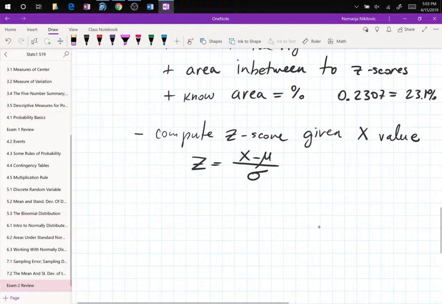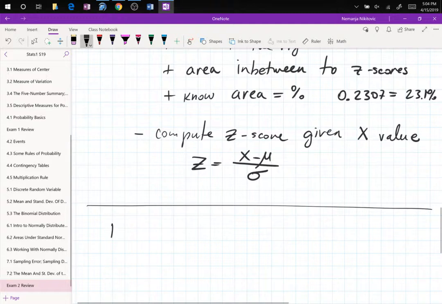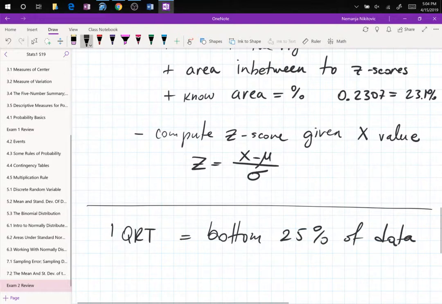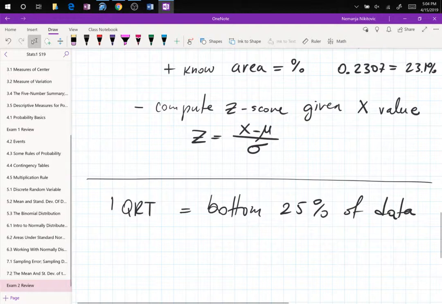25% of the data. So when data is given, you find the 25th percentile of the data. But you have to put the data in order. So first quartile is the bottom 25% of data. Now, if you have 25% of data, yes. I only have the mean and the standard deviation. Okay. So what do I do then?